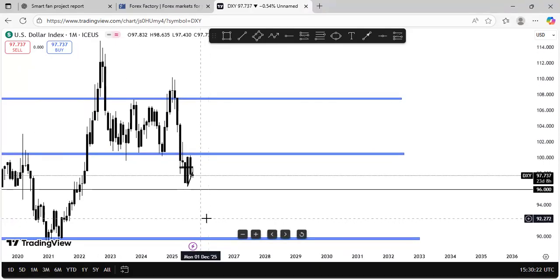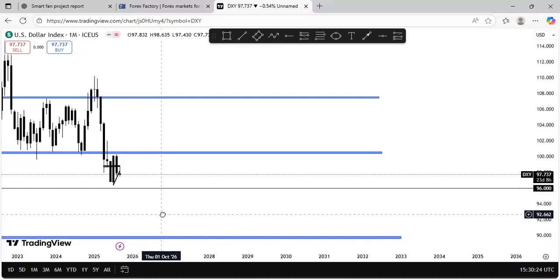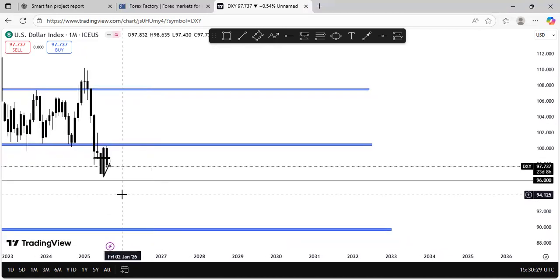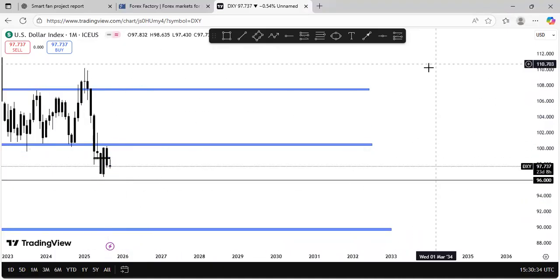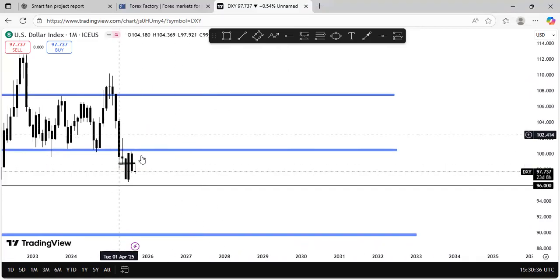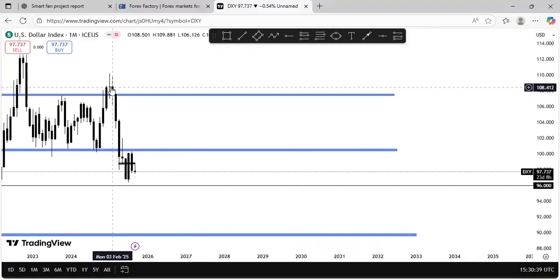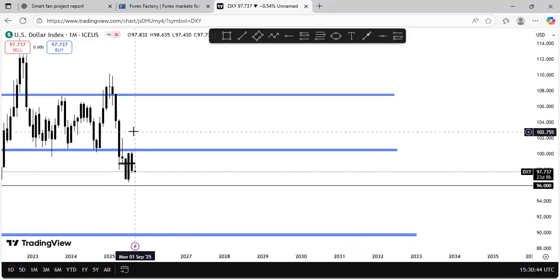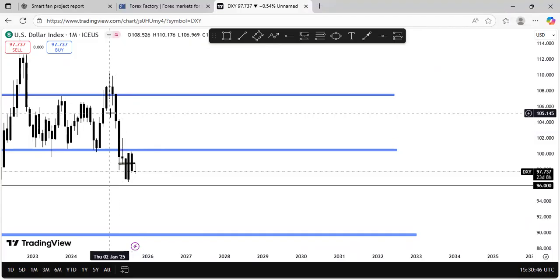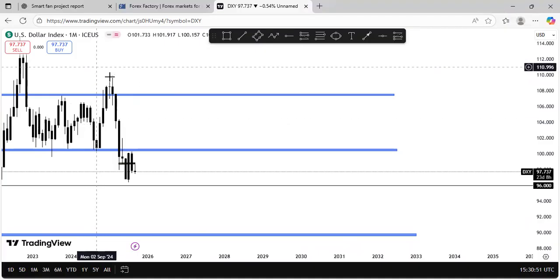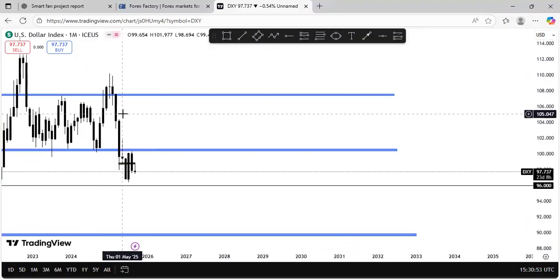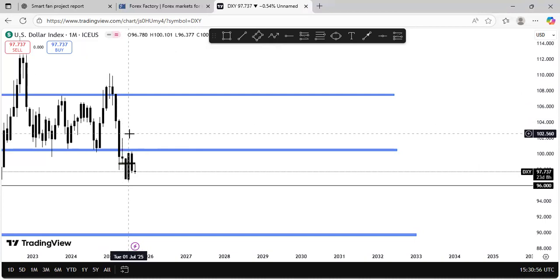Bear with me, I'm a little bit rusty. All right, but this is the chart for the DXY on the monthly time frame. I'm sorry, my mouse is acting up. All right, so back to the chart again.